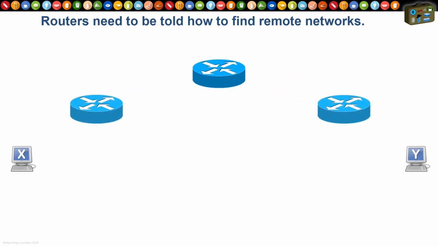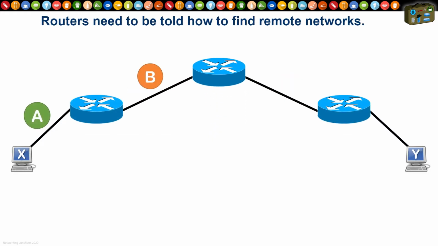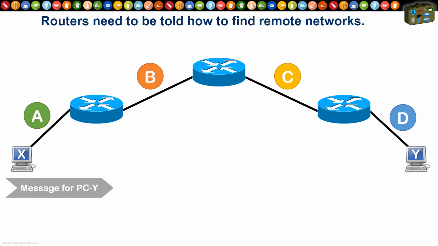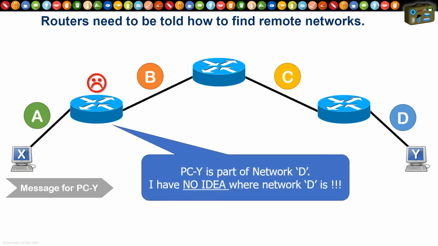But what happens when that network's a little bit larger? So now we've got three routers with four network segments. So PCX still wants to talk to PCY. It sends it towards the first router on the left. But that router has no idea where network D is because it hasn't been told where it is. It doesn't understand how to get there.